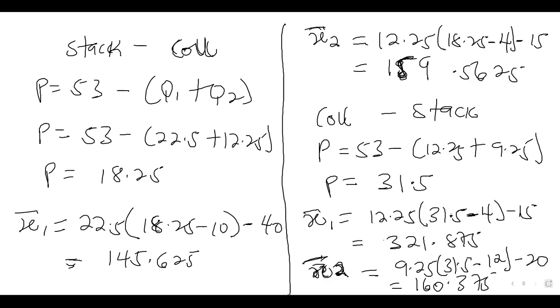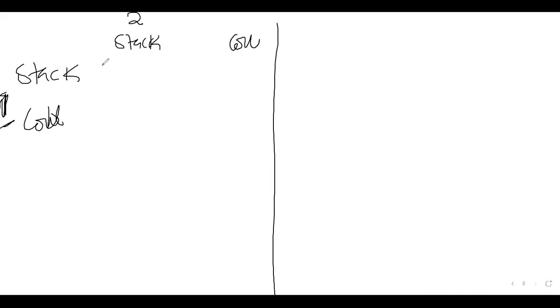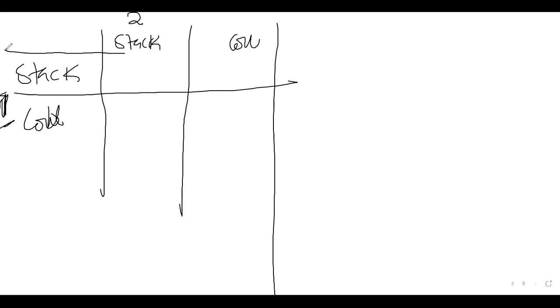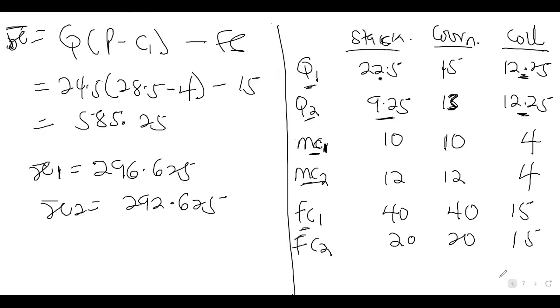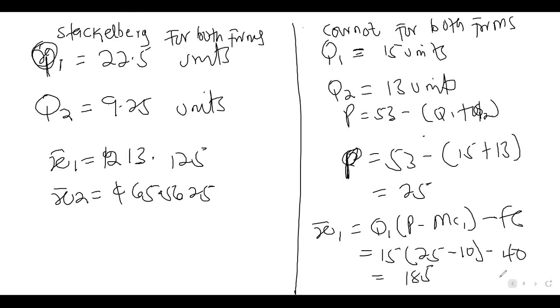So we can now represent this in a normal form game. So we are looking at Stackelberg, okay, Collusion. So here is firm 1, all right, and let's say up here is firm 2. We are looking at Stackelberg, and we are looking at Collusion as well. Okay. So now let's go back to our answers. Remember that when it's Stackelberg for both firms, firm 1 gets a profit of this, firm 2 gets a profit of this.